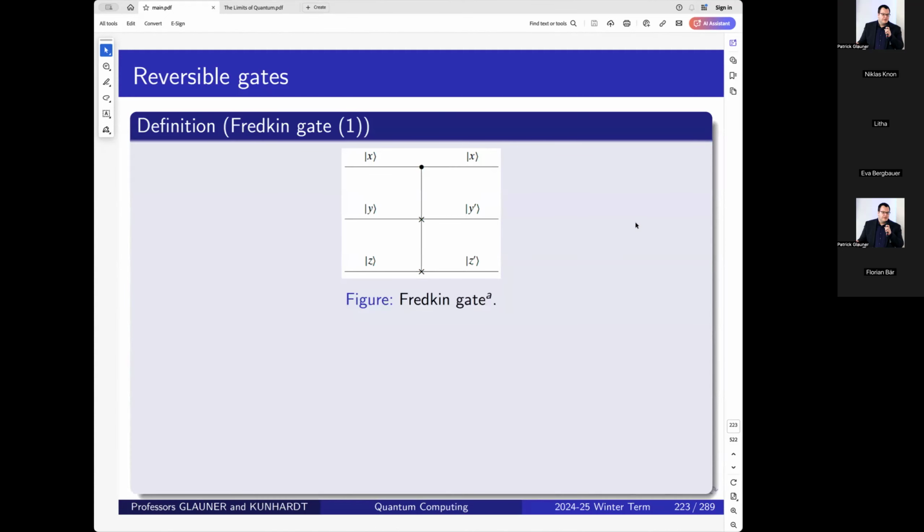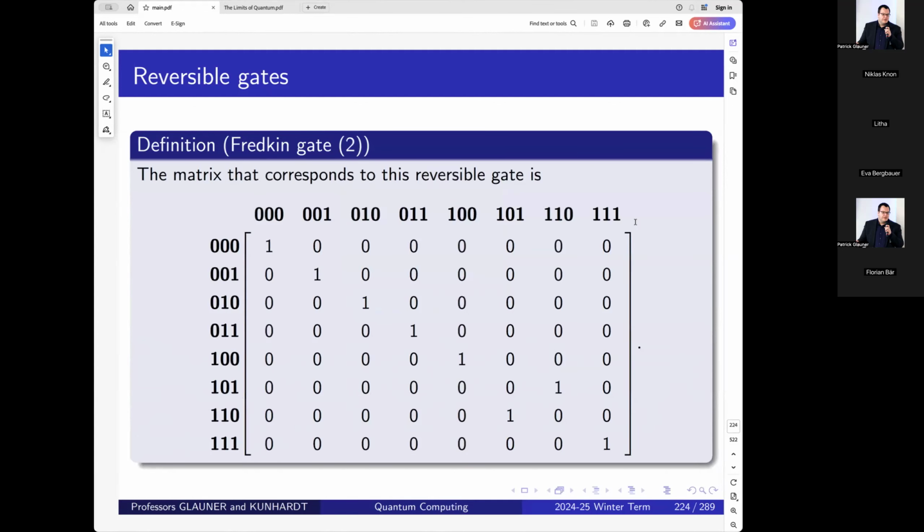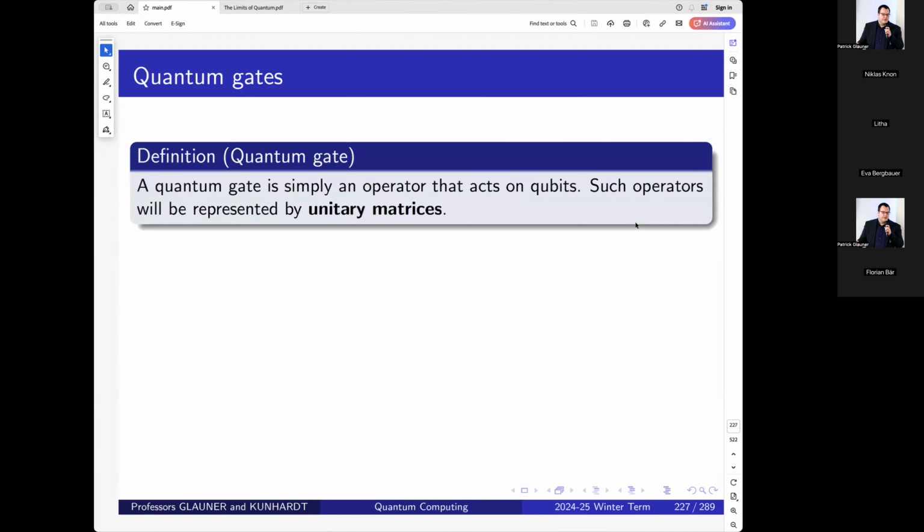The Fredkin gate is another universal gate, but we didn't study it in detail. If you wish, just look at it yourself. And now we have all the methodology ready to build quantum gates. Quantum gates will be the fundamental operators we have in a quantum circuit.